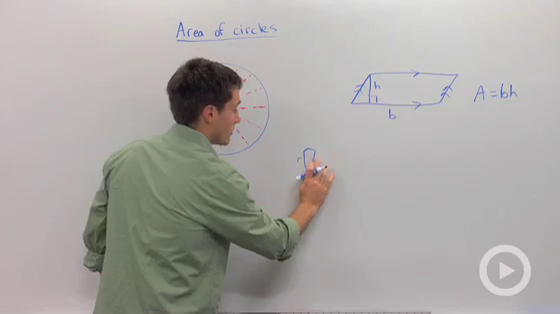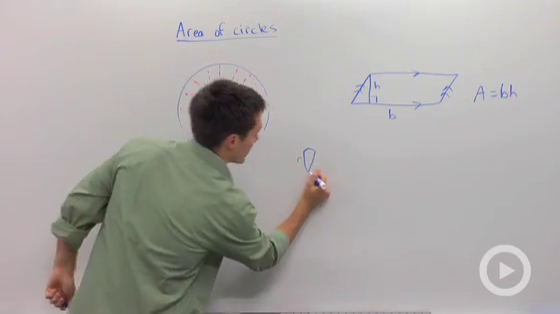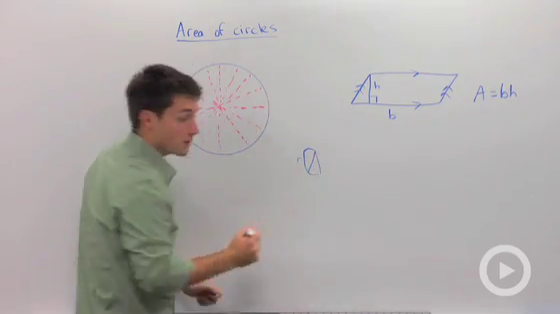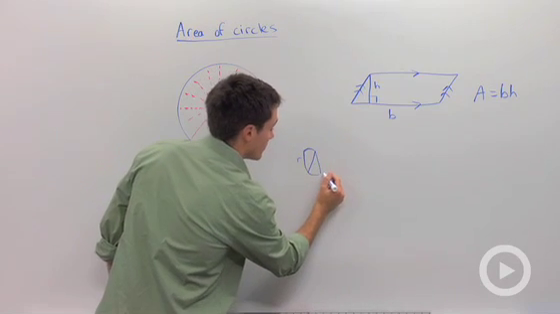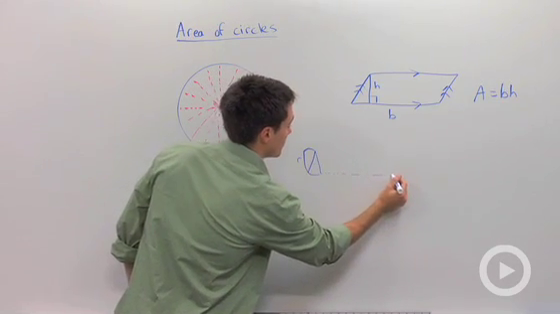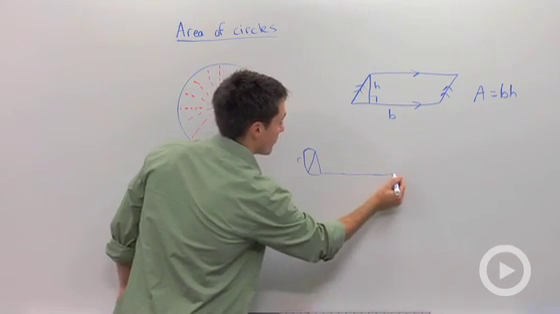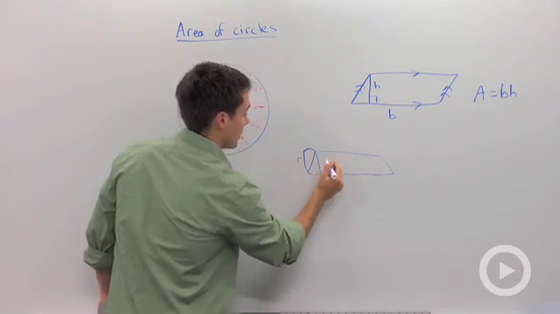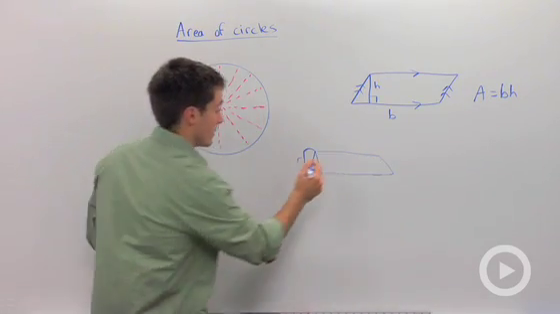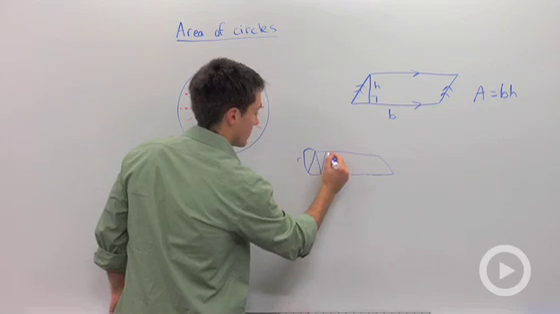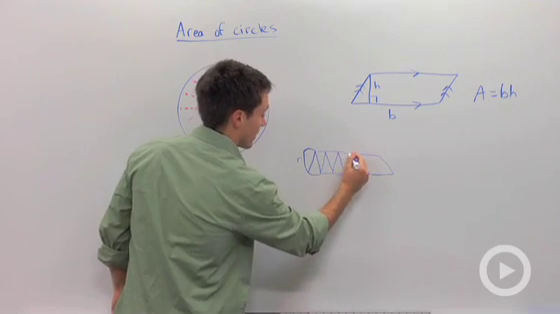So I'm going to set all of these up in opposing order, and if I just continue doing this, I would be able to form a parallelogram where each of these is going to be one of the wedges that I cut out.